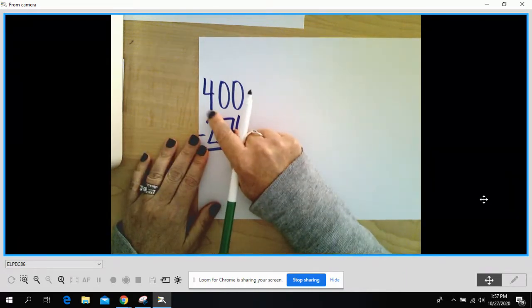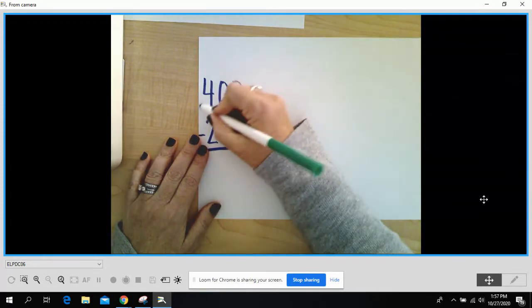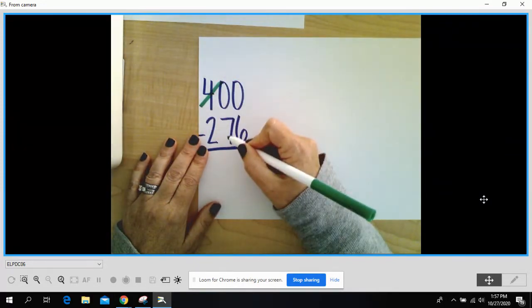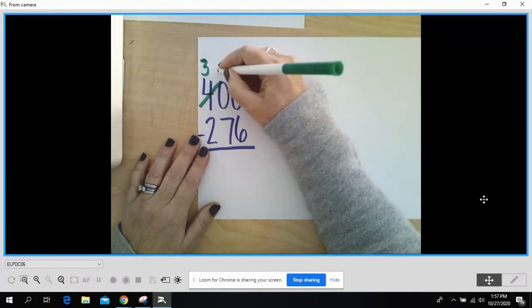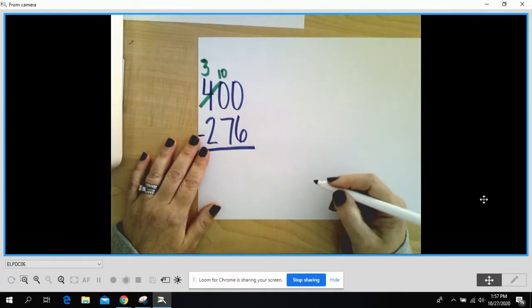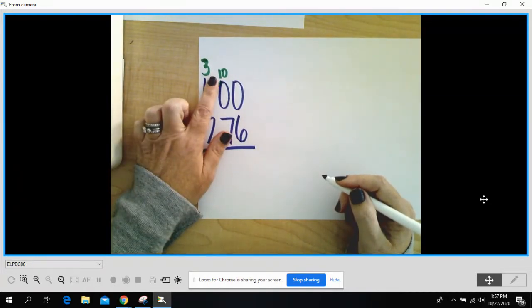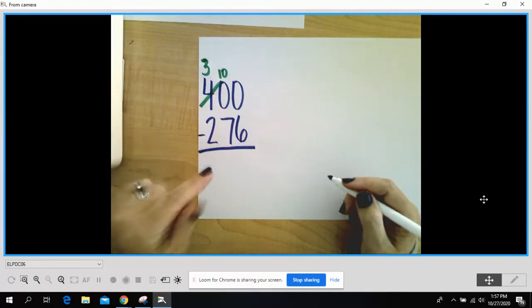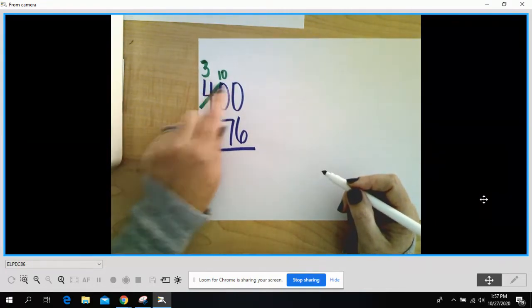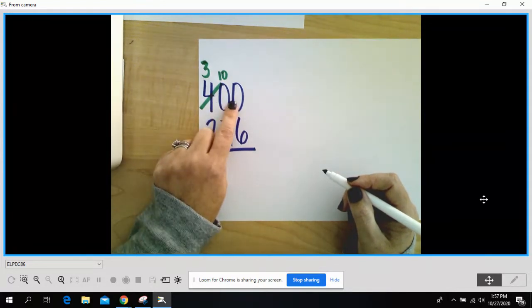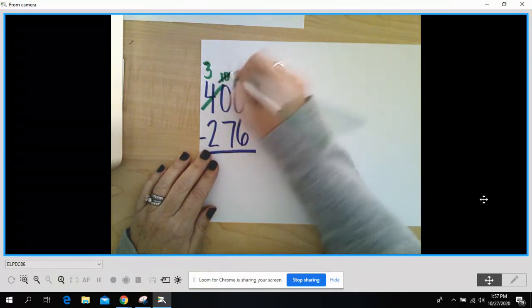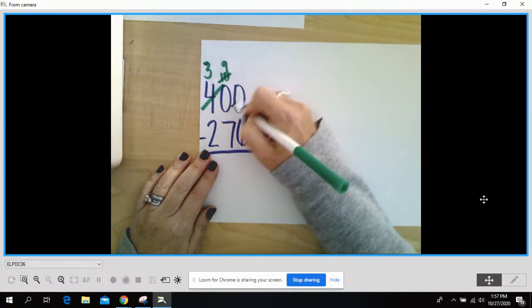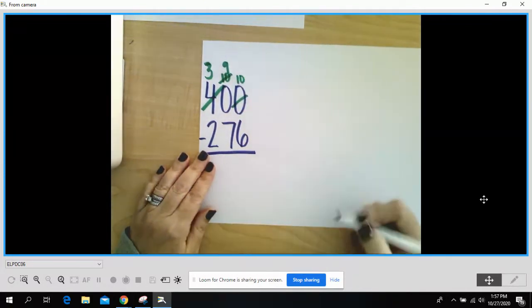So I first have to borrow a whole 100. So instead of that 4 being a 4, it's going to be a 3. And I put a 10 right here. Now, I'm going to come back and we're going to talk about the value of that 10 later. Now, I still need to get all the way back over to my ones place. So this is now where I regroup from the 10. I take a 10 away from the 10, so it becomes a 9. And this 0 becomes a 10.